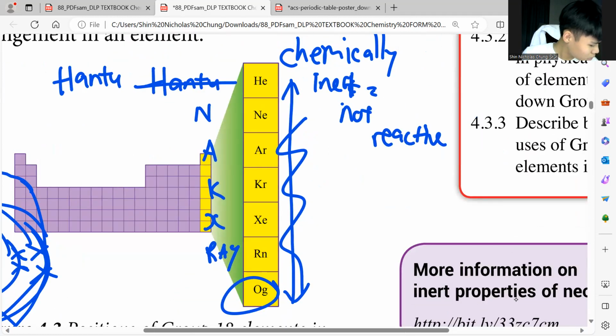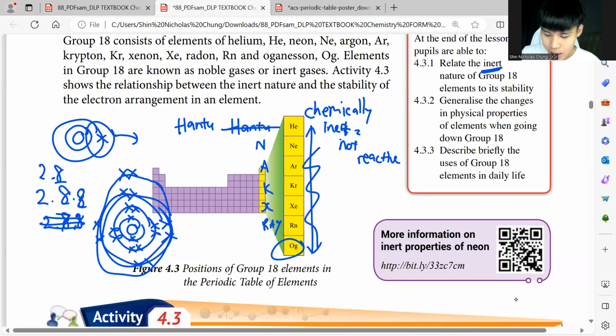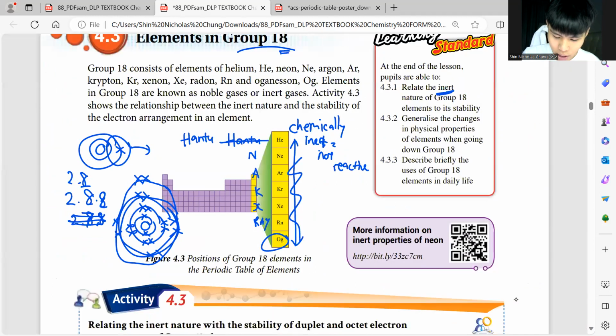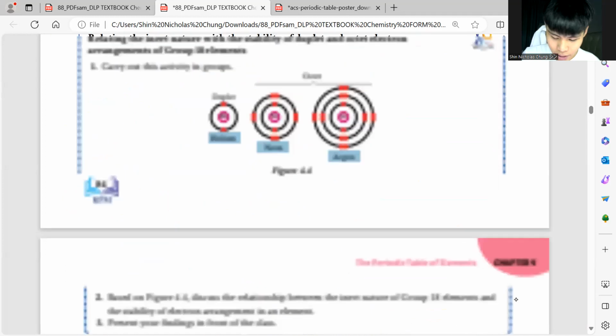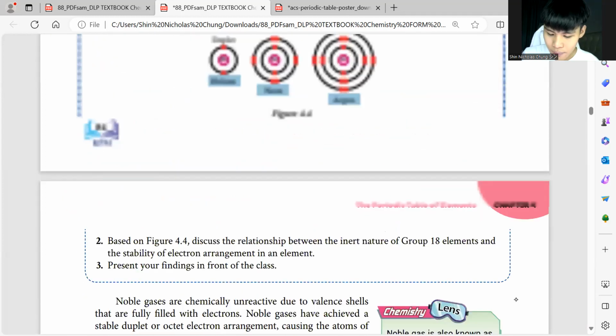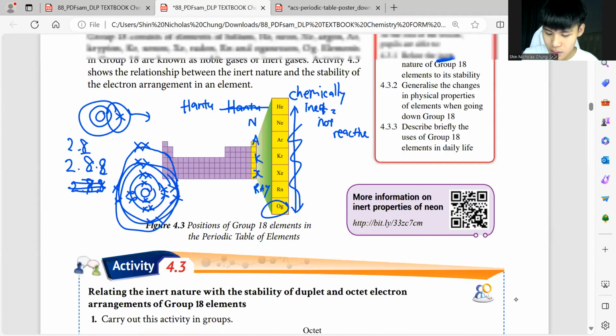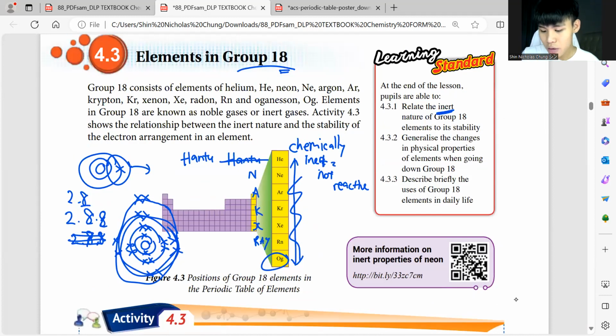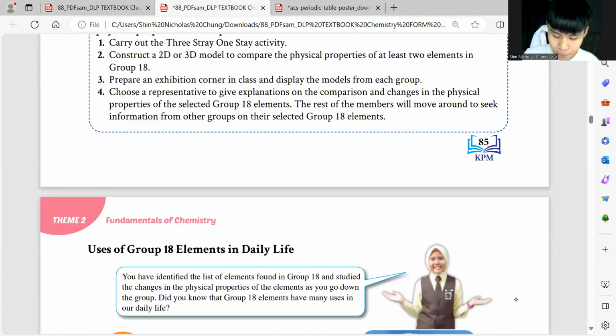Krypton, yeah, no more other examples I can give. As simple as that, just know a little bit of the application. That's it, actually very fast already. So now we're done with group 18. Just remember it's chemically inert. It doesn't donate or receive electrons because it's chemically inert.